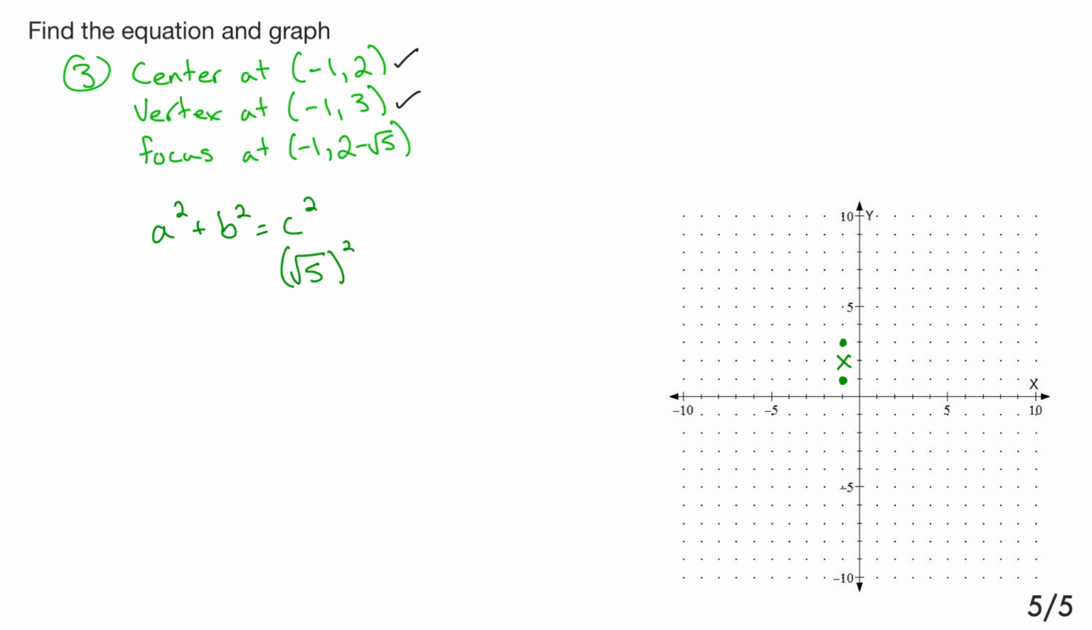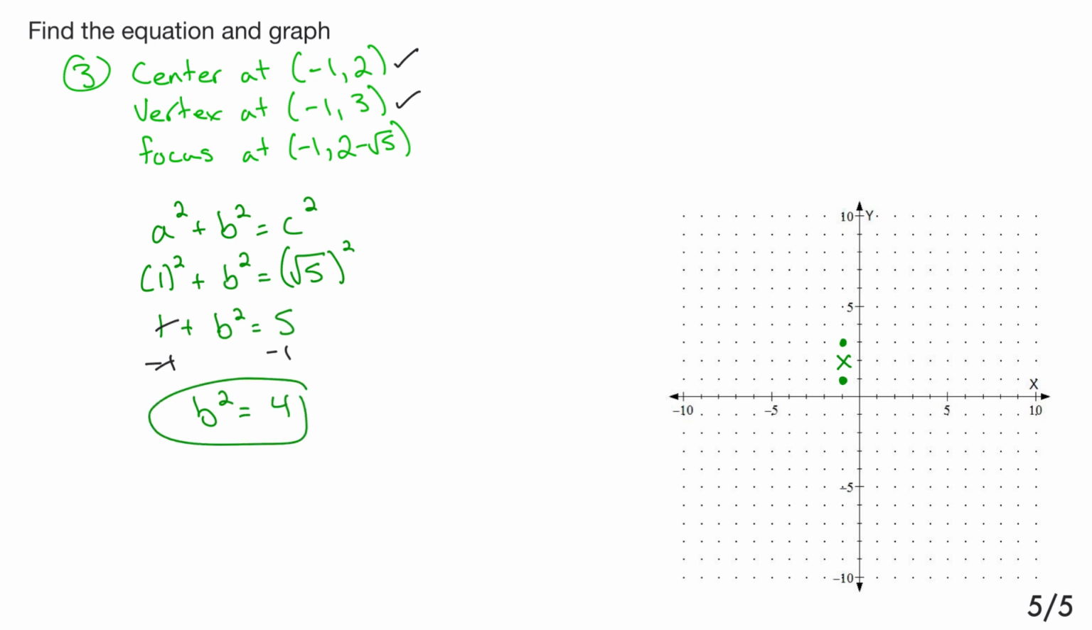And then I already know my a value. My a value is the distance from the center to the vertex, which is 1. So this is going to be 1 squared. But what we don't know is the b value. I now have a formula: 1 squared plus b squared equals the square root of 5 squared. I can calculate my b value. This turns into 1 plus b squared equals 5. Then I'm going to subtract 1 to the other side. I get b squared is equal to 4, which is really useful in and of itself. This is going to be useful for when we write our equation.